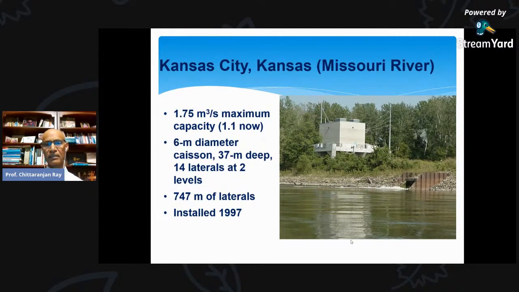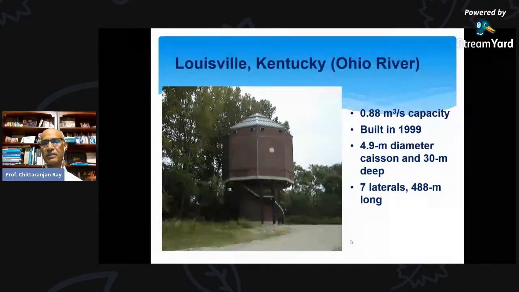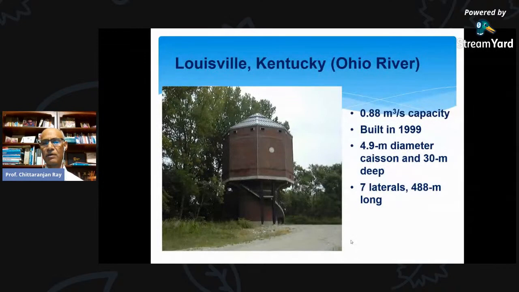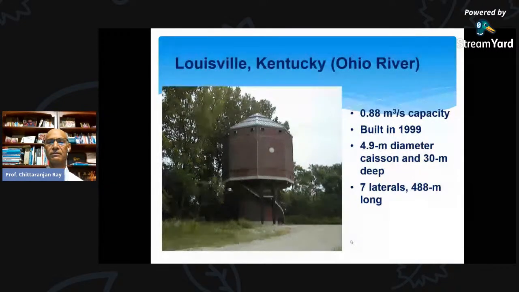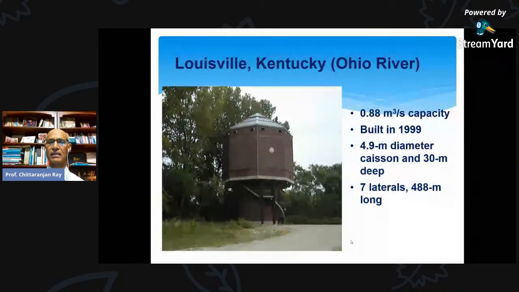Louisville, Kentucky, on the Ohio River, they have one of these wells with a capacity of 20 million US gallons per day, or 0.88 cubic meters per second, and almost 5 meter diameter. When I say caisson, this is the part here. It has 7 lateral screens with 488 meters of screen length.